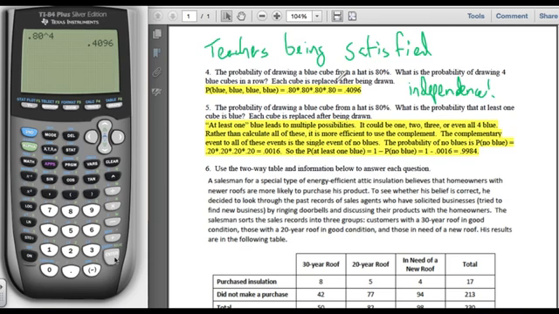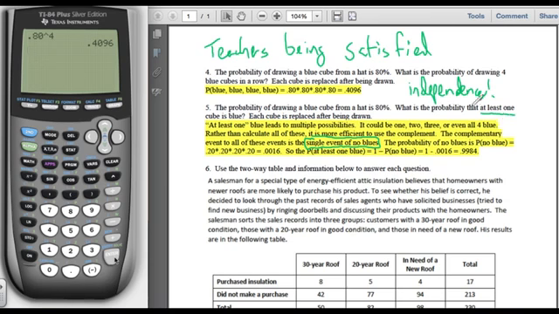It says the probability of drawing a blue cube from a hat is 80%. Now we want to know what is the probability that at least one cube is blue. Now, at least one gives me multiple possibilities. There could be 1, 2, 3, or even all 4 cubes that are blue. At least one means that number and more. Rather than calculate all of these, it's more efficient to use the complement. The complementary event to all of these would be that you get no blues.